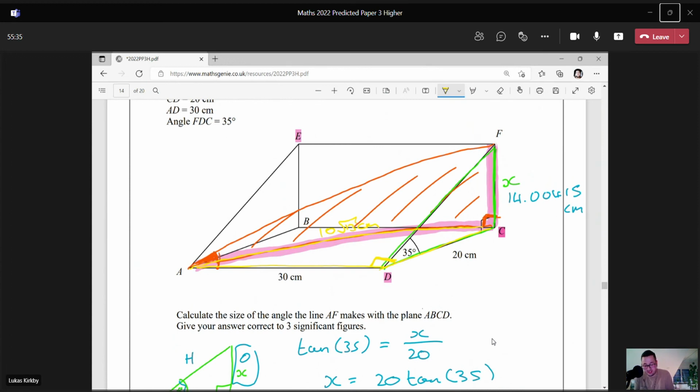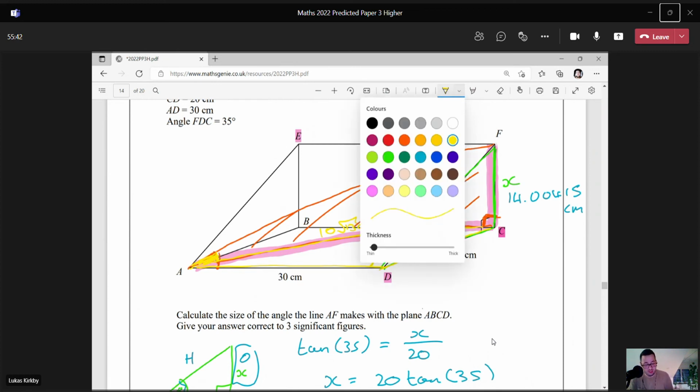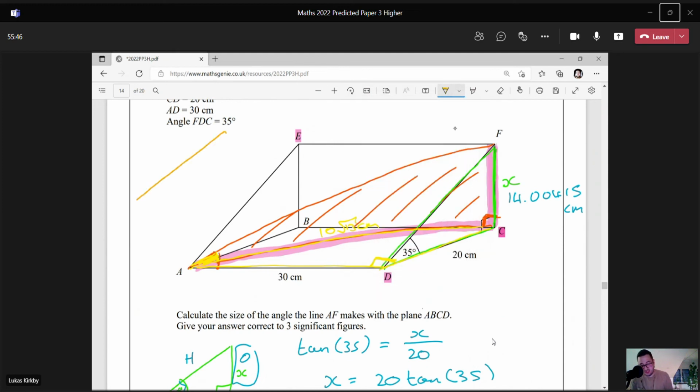Okay, great. Now finally, I can figure out this angle A to F. Well, we want this angle here, don't we? Let's colour it yellow now. So this angle here. So let's redraw this. We're going to redraw our orange triangle. So it's looking a bit like that. We want to know that angle, which we'll call Z. And this is a right angle. And now we know that the bottom of it is 10 root 13. And we know the side of it is 14.00415. And this is in centimeters.